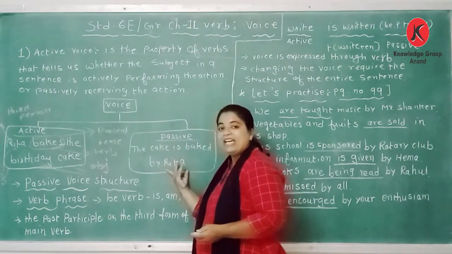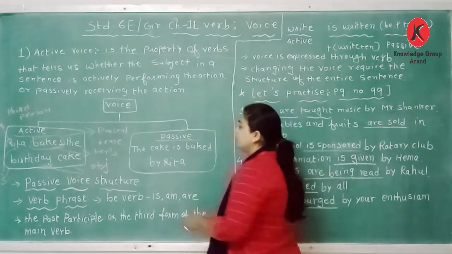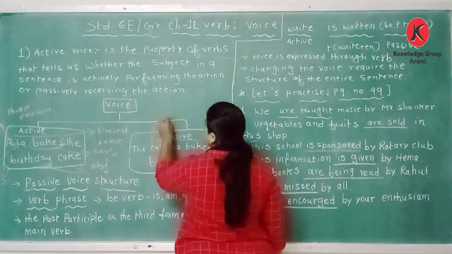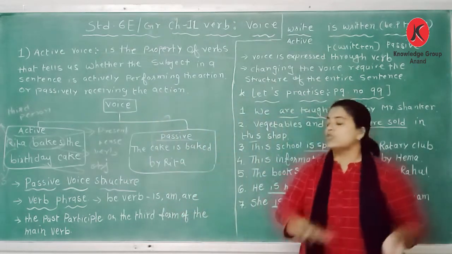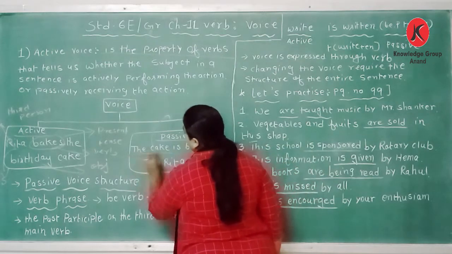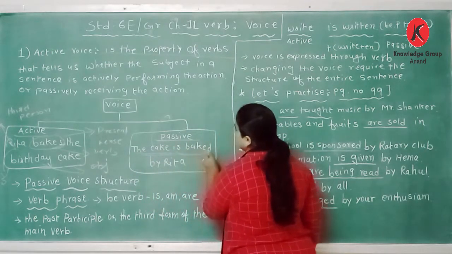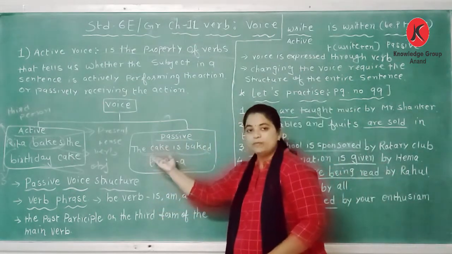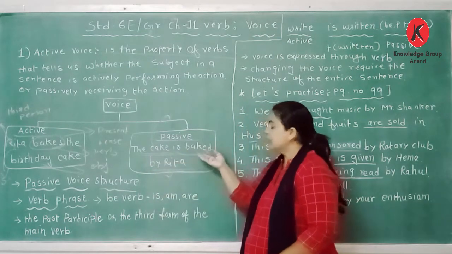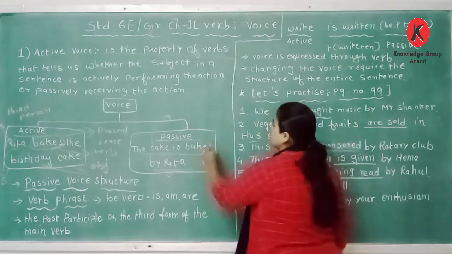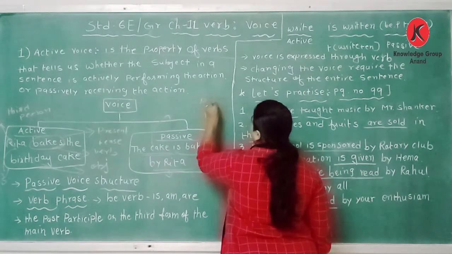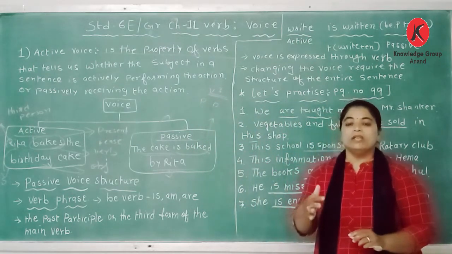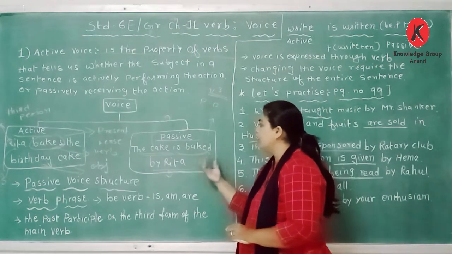Now here I have changed the sentence into passive voice. The cake is baked by Rita. The sentence has thoroughly interchanged the object, the cake. The object became the subject. The verb changed into the third form of the verb, that is, the past participle form of the verb.